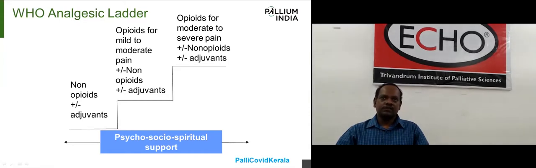Non-opioids include paracetamol and non-steroidal anti-inflammatory medications. Adjuncts are those medications whose primary indication is not pain relief, but which are helpful in some painful conditions. For example, tricyclic antidepressants like amitriptyline. It is used to treat depression, but it is helpful in neuropathic pain. So it becomes an adjunct.